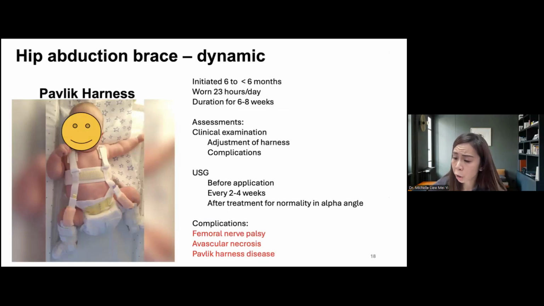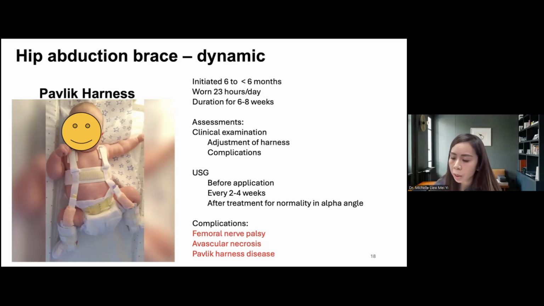So a hip abduction brace of dynamic nature is the pelvic harness. It is the first line of treatment for most infants under 6 months with an established diagnosis of DDH and whose hips are reducible. It is actually effective in correcting all spectrums of DDH, with a success rate of up to about 95%. As you can see, the pelvic harness allows for movement of the lower limbs while maintaining the hip in a specific position, which is a preferred way for managing younger infants.